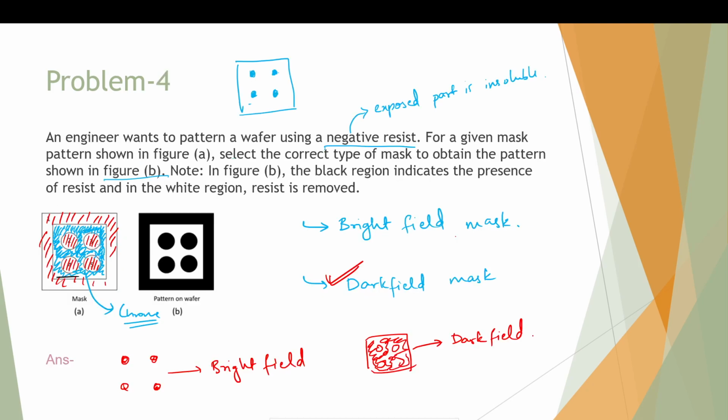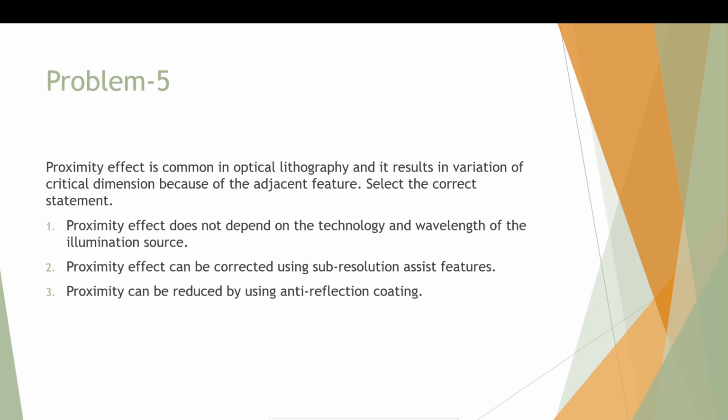So, proximity effect is common in optical lithography and results in variation of critical dimension because of the adjacent feature. Select the correct statement.